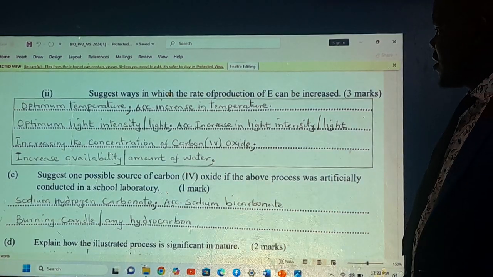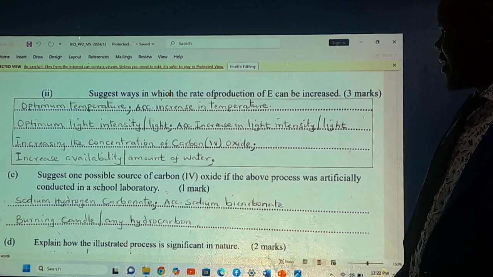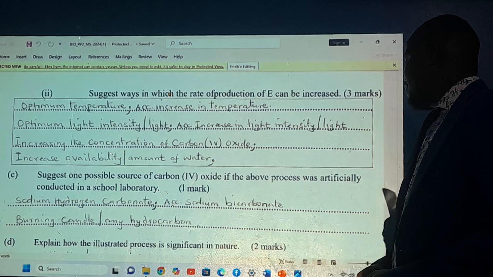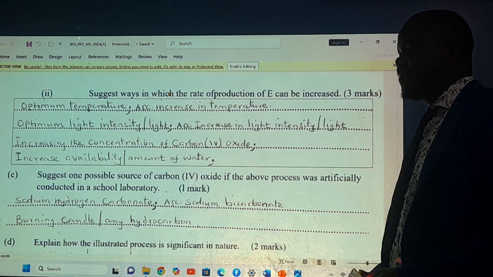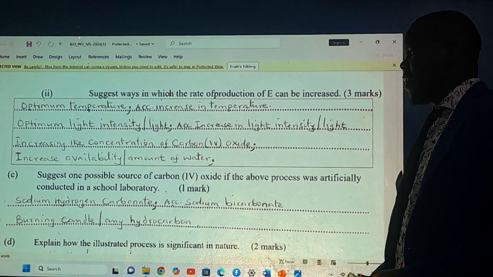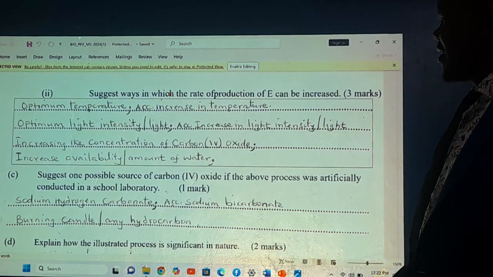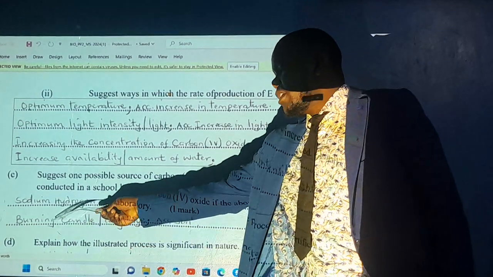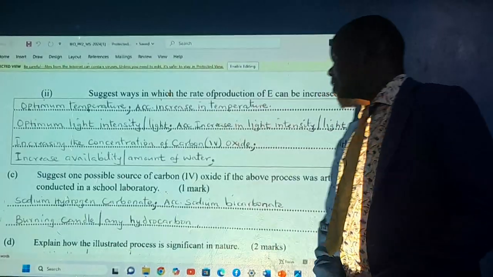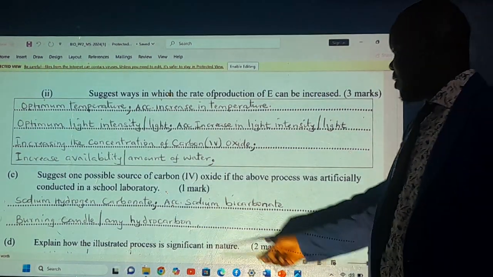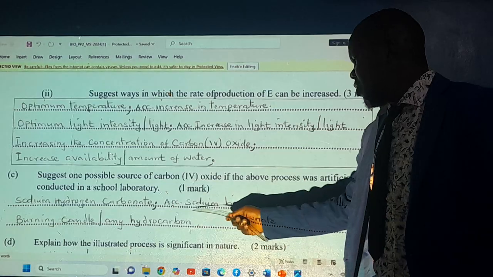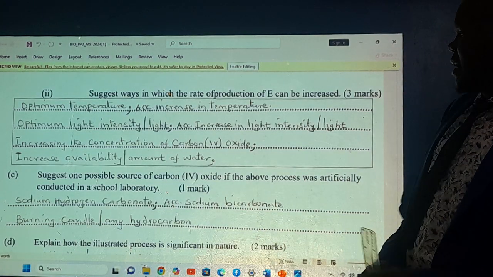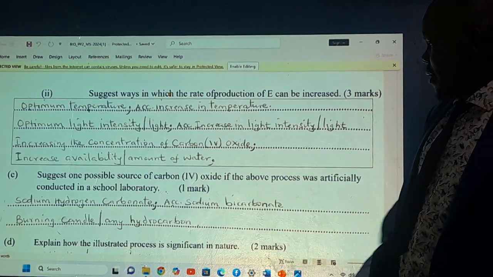We have Roman C: suggest one possible source of carbon dioxide in the above process if it was artificially conducted in the laboratory. We have said you add sodium hydrogen carbonate. That is what was being added. Also accepted was the addition of sodium bicarbonate, because it releases carbon dioxide. Then again, any hydrocarbon.